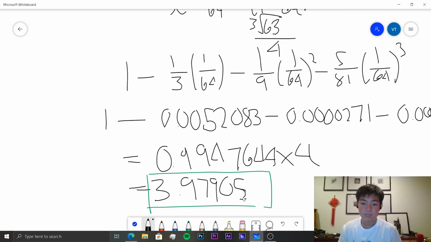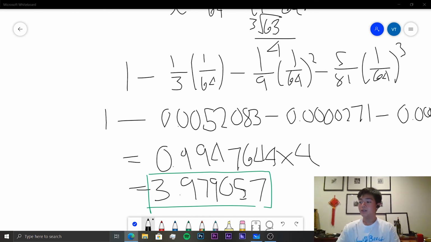So yeah, that is chapter 1 done of the IB HL math textbook. Well, time to start on the next chapter tomorrow.